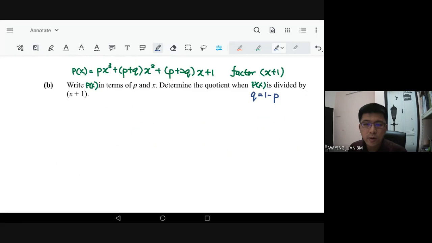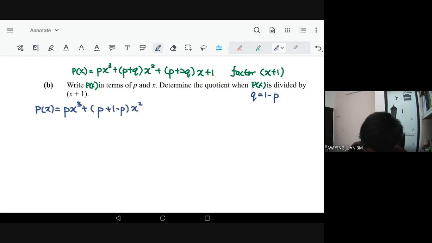Continue with question B. Write p(x) in terms of p and x. What we have to do is substitute q into p(x). So in here, p(x) is equal to px cubed plus (p plus q), where q is 1 minus p, plus (p plus 2q), so 2 multiplied with 1 minus p.